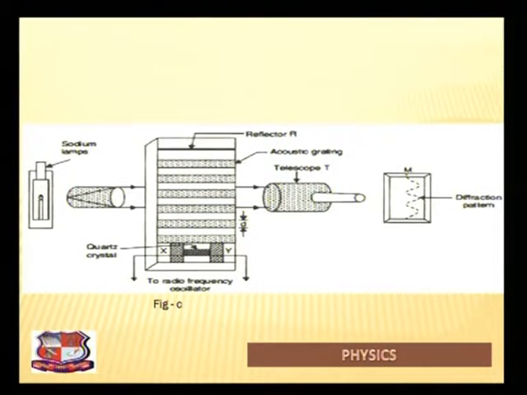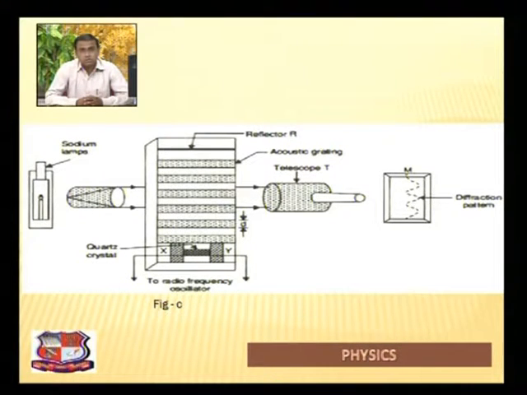On the left hand side you can see the sodium source, which is a monochromatic source. Then on the right hand side you can see a telescope. Between the telescope and the source there is a glass container. At the bottom of the glass container there is an ultrasonic oscillator, and the quartz crystal is placed between two plates.